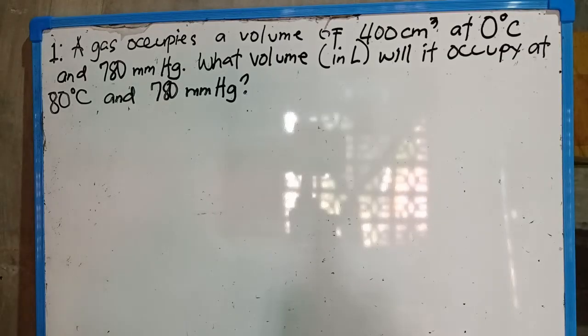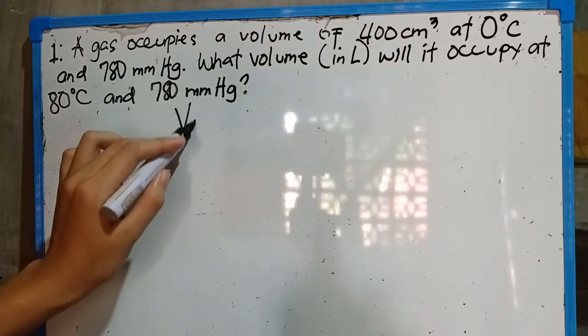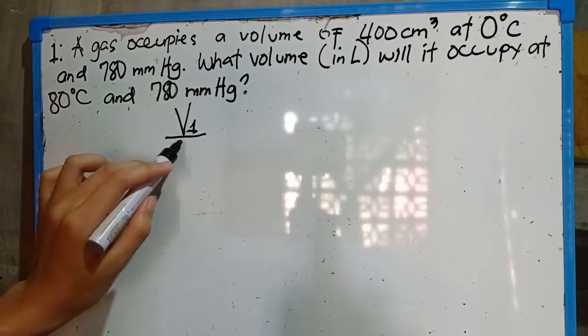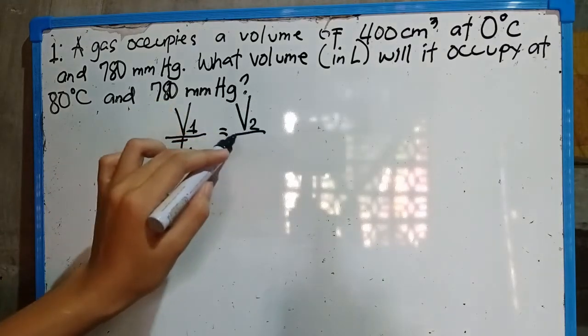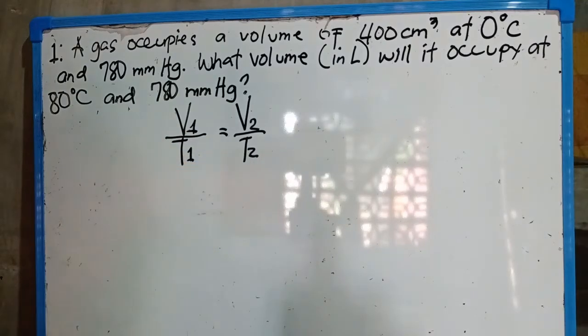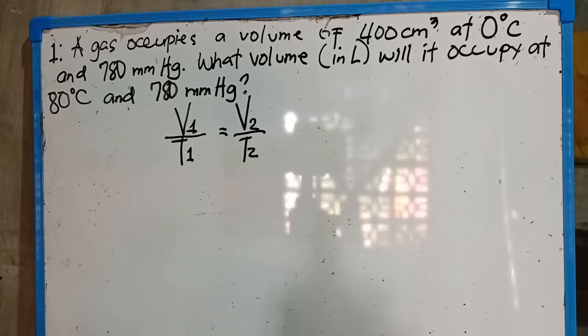So, for our first example of Charles' law, the formula for Charles' law is: initial volume over initial temperature equals final volume over final temperature. So, this is the formula for Charles' law. Kanina, for Boyle's law, we use pressure and volume. By Charles' law, we will use volume and temperature.